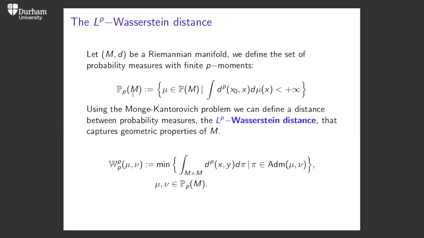And for these measures, we can define the L2 Wasserstein distance simply by taking the solutions to the Monge-Kantorovich problem. And this distance defined in this way is called the L2 Wasserstein distance. We need this condition on the moments, because otherwise these might not be finite. So we need this.